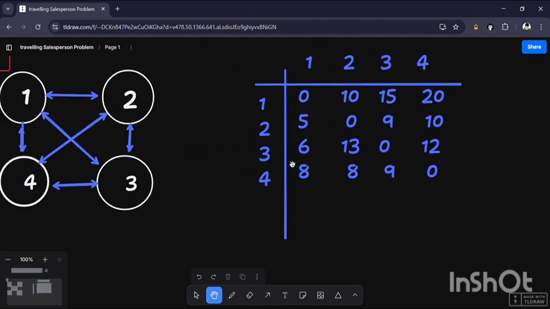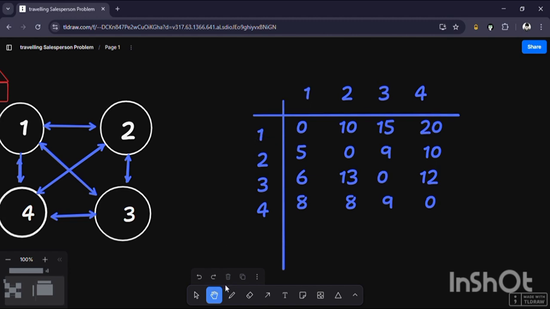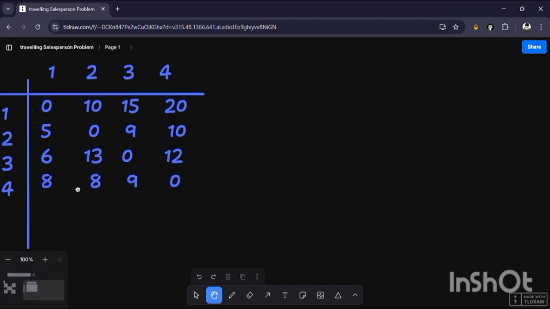Let me explain here. This is the cost adjacency matrix. From area 1 to area 1, this costs him 0 rupees, which is obvious. From 1 to 2, it costs him 10 rupees, or 10 units. From 1 to 3, it costs him 15, right? This is how the cost adjacency matrix is. Now let me explain what path he follows.